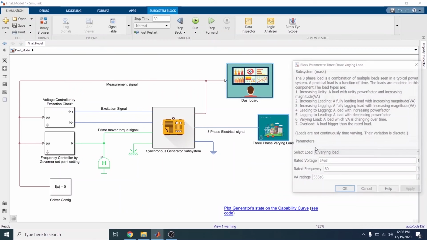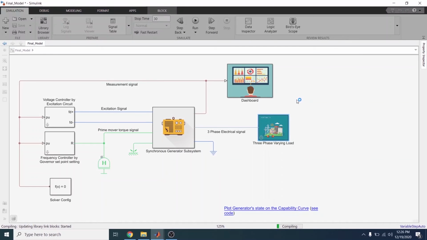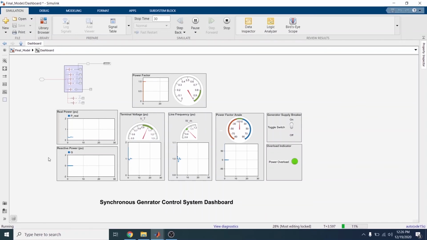Let's try to overload the generator. So we can see the graph in real time. Now the generator is loaded with the load less than the rated load. But as the generator is overloaded, the power overload indicator is activated and we can disconnect the generator from the load with the circuit breaker, and then the load drops to 0. And then power delivered to the system drops to 0.